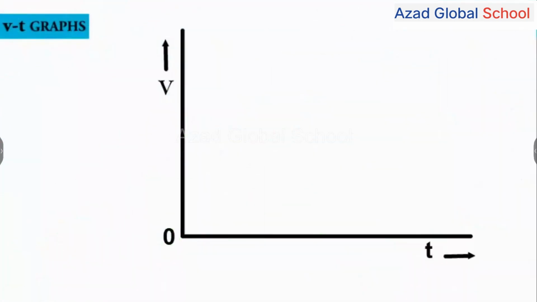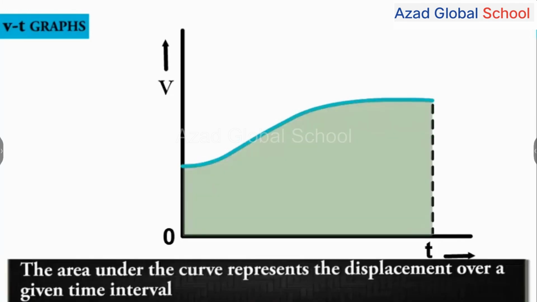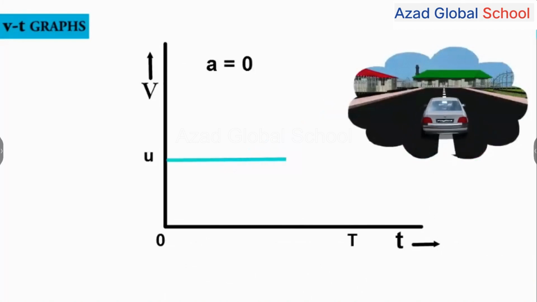Note an interesting feature of a velocity time graph for any moving object is that the area under the graph represents the displacement over a given time interval. We can see that it is true for a simple case of an object moving with constant velocity u. Its velocity time graph is as shown here.